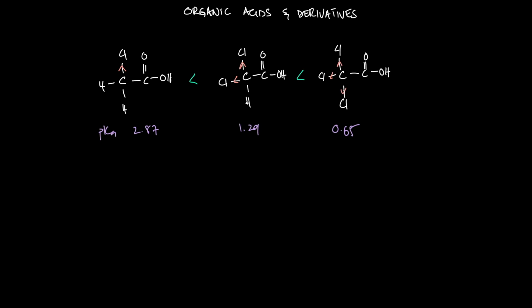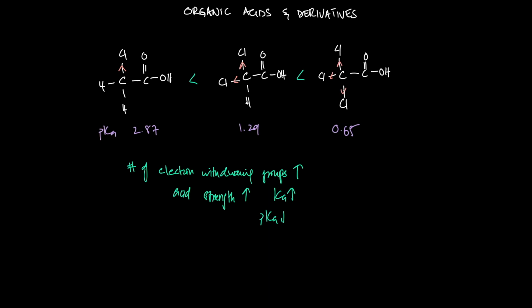So obviously the idea here is that as you increase the number of electron withdrawing groups, if you're talking about identical electron withdrawing groups, if you increase the number of electron withdrawing groups, right, you increase the acid strength. Right, acid strength increases, which means that your Ka also increases and your pKa decreases.